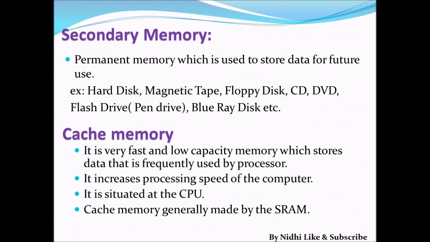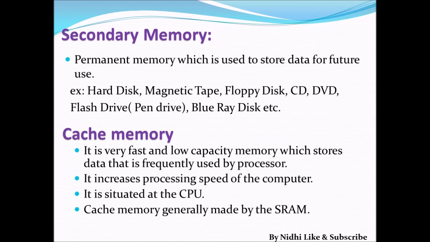Next memory is cache memory. Cache memory is the fastest memory, and it is used for increasing processing speed of a computer, and it is situated at the CPU. Cache memory is generally made by a static RAM. So this cache memory, we can include it in the primary memory also. So main categorization is primary and secondary, and cache is also sometimes written in the book as a third memory. Okay, so that's it about the types of memory.